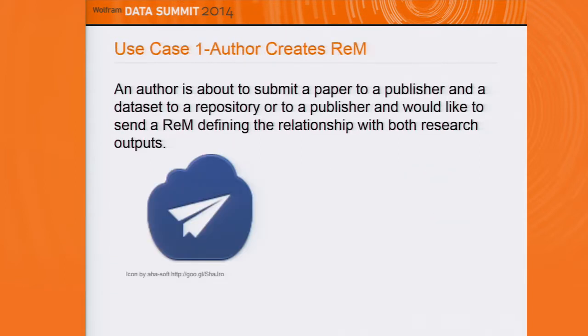So take, for example, an author submitting a paper to a publisher. The author can submit the data set and also have the RMAP tool mint a resource map, remember that term, resource map, between the data and the article. And that link will be preserved. Forever, they can be joined at the hip.